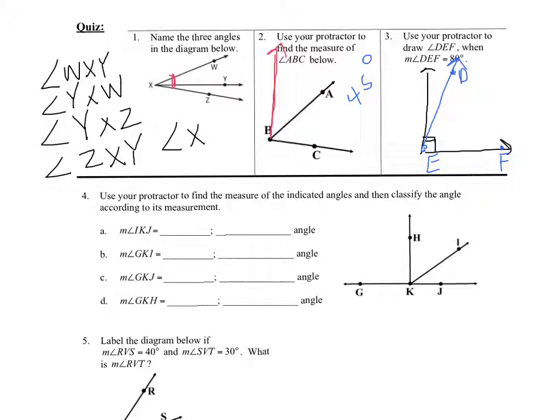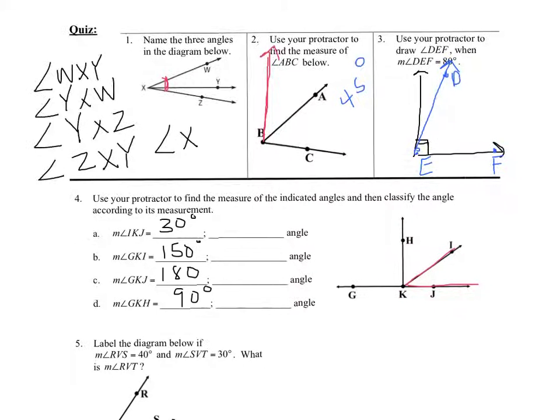All right, number 4. Use the protractor to figure the measure of the indicated angles and then classify the angle according to its measurement. Okay, so measure of angle IKJ. Here's IKJ. Okay, this angle is pretty small. It's part of a right angle, so it actually turns out to be 30 degrees. Angle GKI. This angle is actually bigger than 90, but he added. So now it looks like this angle is going to total about 150. Again, because we're adding the right angle and this other angle here, and together they form this 150-degree angle.